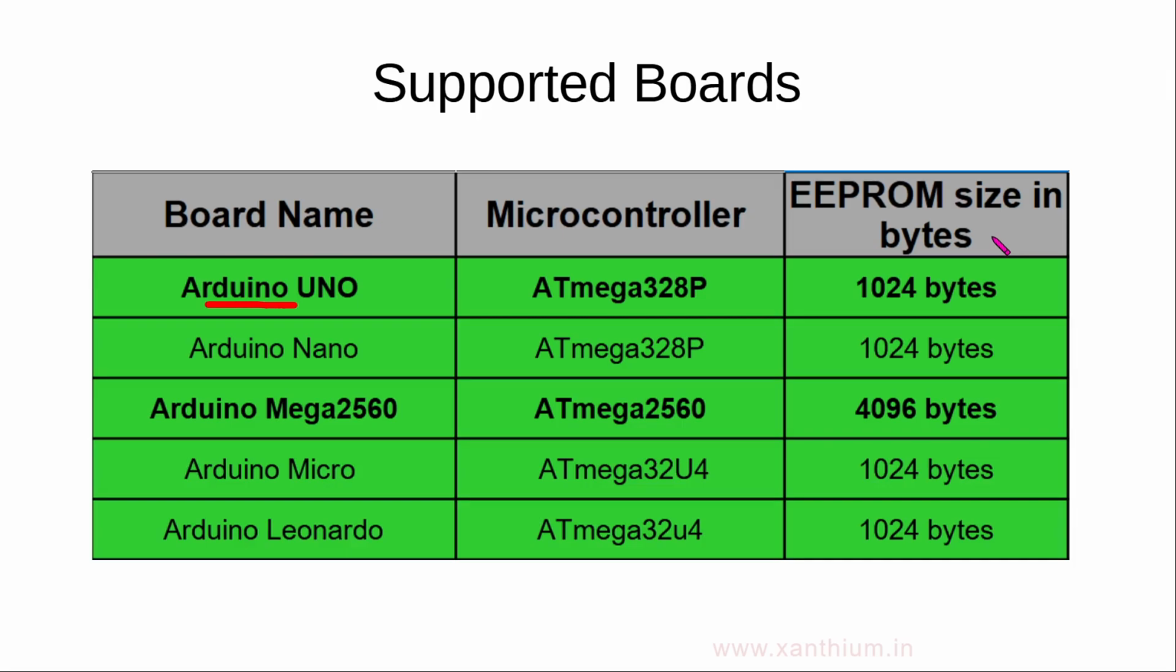If you want something with more EEPROM size, you can go for the Arduino Mega, which has the Atmega 2560 microcontroller. And it has 4 kilobytes or 4096 bytes of EEPROM. This tutorial will also work with other boards like Arduino Nano, Arduino Micro, and Arduino Leonardo. They have different types of microcontrollers and varying EEPROM sizes. For example, Nano, Micro, and Leonardo have 1024 bytes and Mega has 4K.